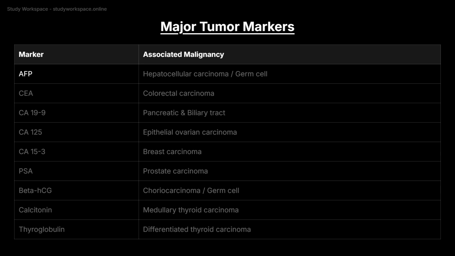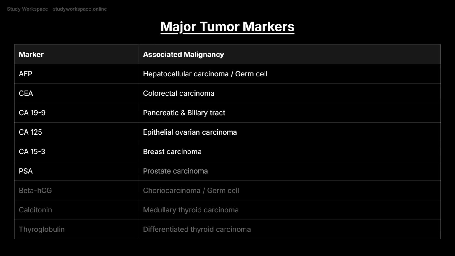Alpha-fetoprotein is mainly associated with hepatocellular carcinoma and non-seminomatous germ cell tumors. Carcinoembryonic antigen is most commonly used to monitor colorectal carcinoma after treatment. CA19-9 is associated with pancreatic and biliary tract cancers. CA125 is mainly associated with epithelial ovarian carcinoma. CA15-3 is commonly used in monitoring breast carcinoma.